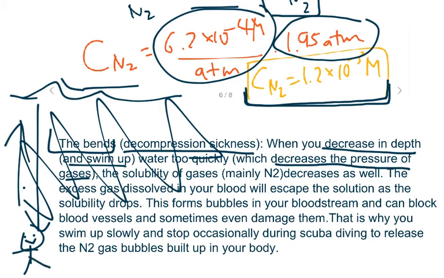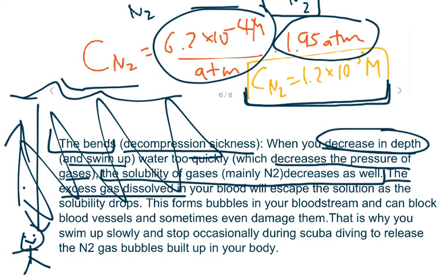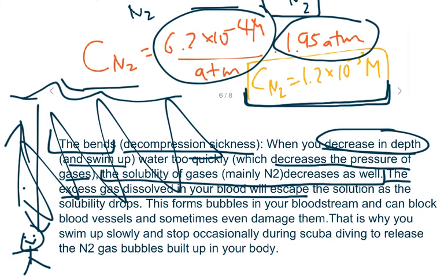Conversely, when you go up and decrease in depth, the pressure of the air inside you will also decrease. And if that decreases, according to Henry's law, the solubility of the gases, mainly N2 gas in this case, will also decrease. So when you're all the way down there, a lot of N2 gas is dissolved in your blood. But as you swim up, the solubility drops, and because of that, the excess gas dissolved in your blood will escape the solution, aka your blood.